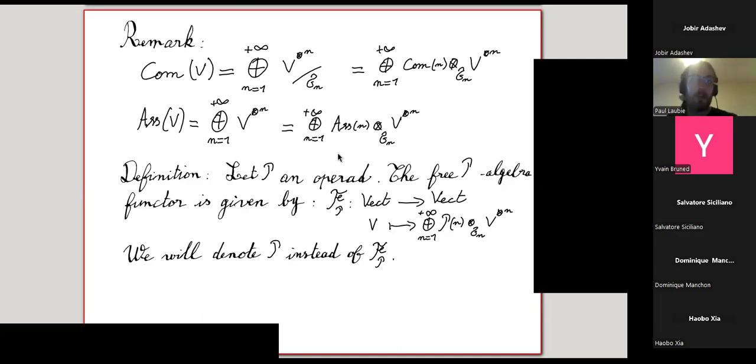So from this remark, we can now have the following definition. If I have any operad, the free P-algebra is given by the formula that we had previously. So it's a direct sum of the tensor product between Pn and the nth tensor power of V, quotiented by the diagonal action. And because I don't really want to write F of P, I will write P instead of F of P. So what we see is if we have a complete description of an operad, it also gives us a complete description of the free algebra of this operad.